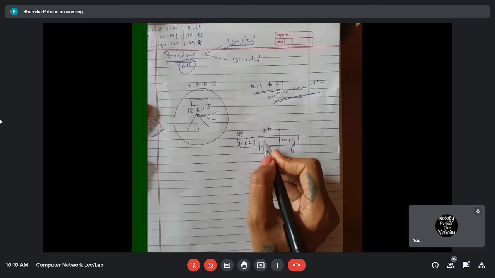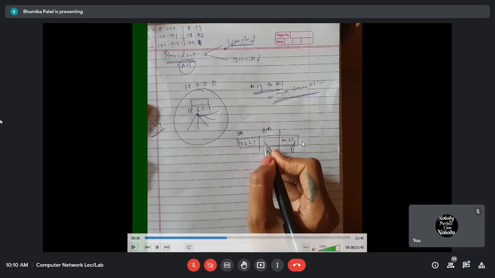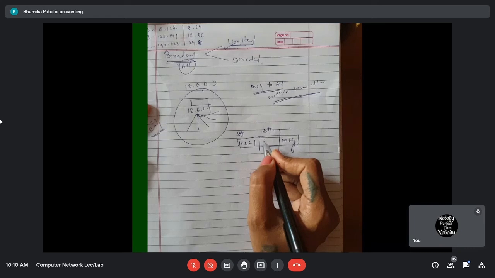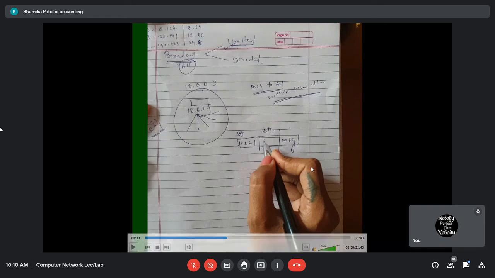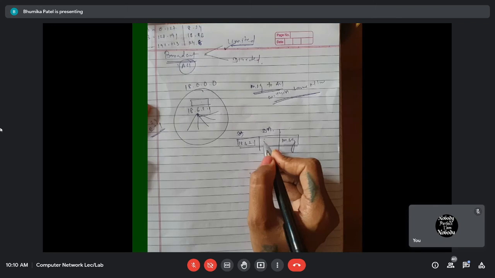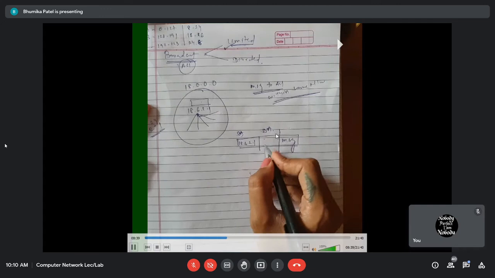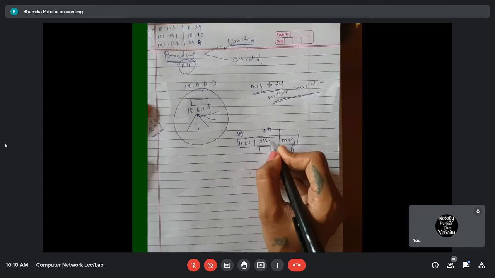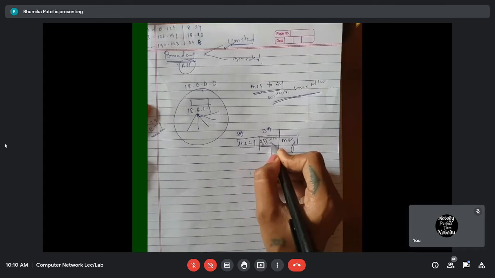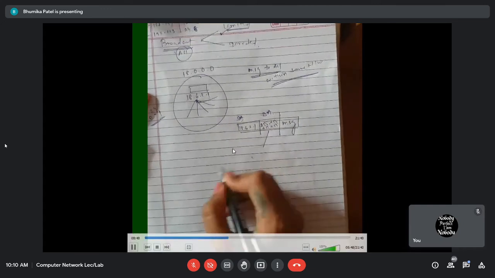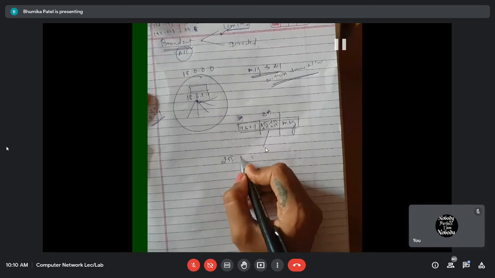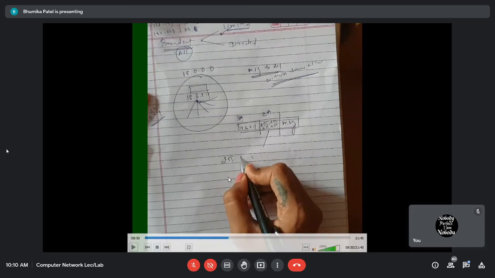But if I want to send the same message at the same time to all the devices, then I'm going to write only a single IP address. And if the router encounters that particular IP address, it is going to send the message to all the devices using the broadcasting method. That IP address we are going to write here: 255.255.255.255. Here 255 means all ones. If you convert 255 into binary, it will be nothing but all ones.